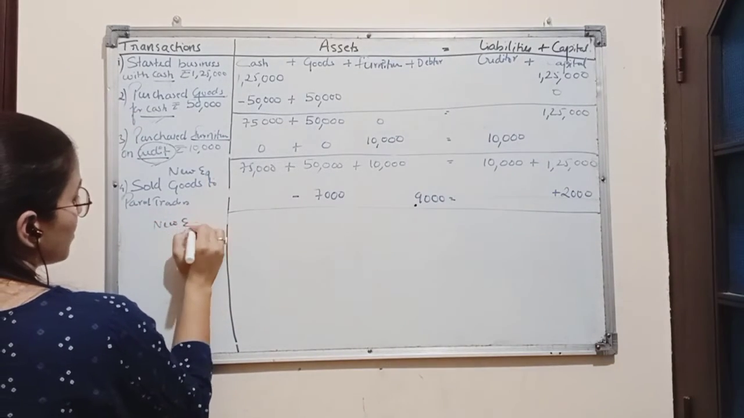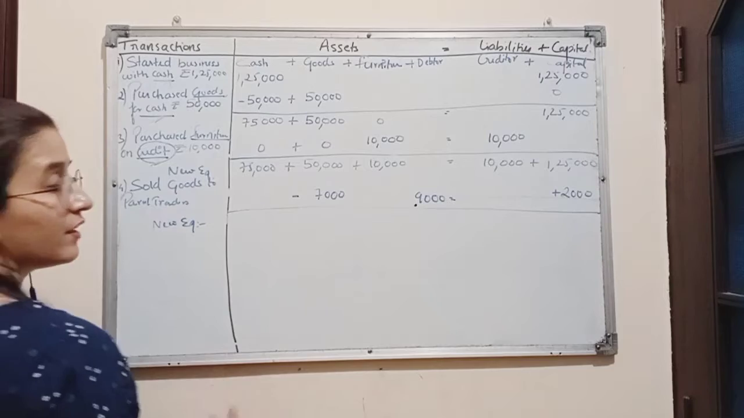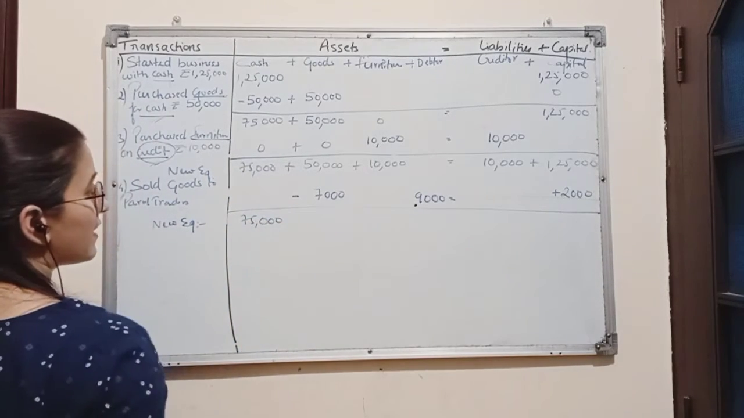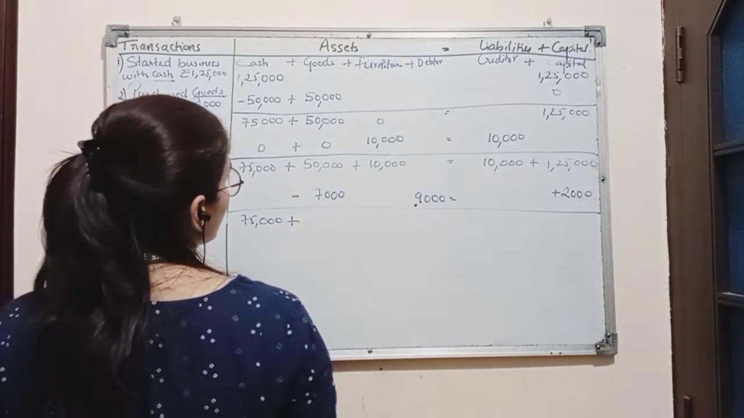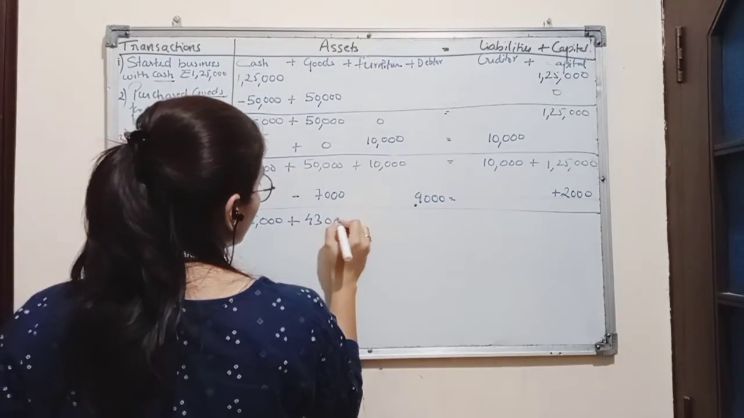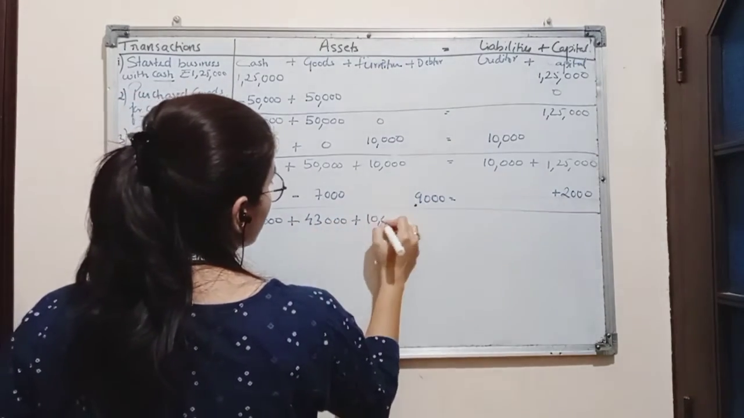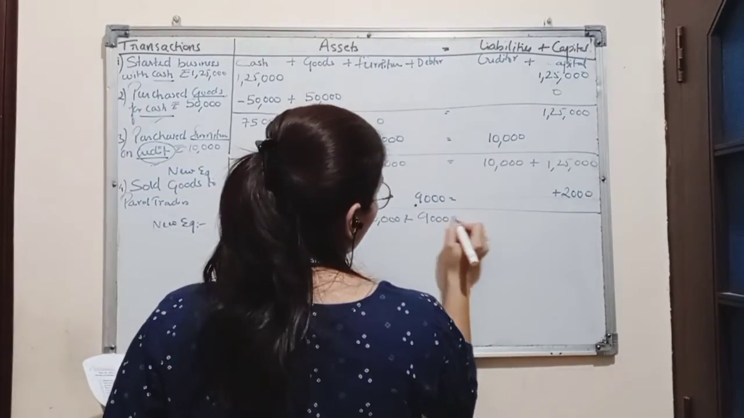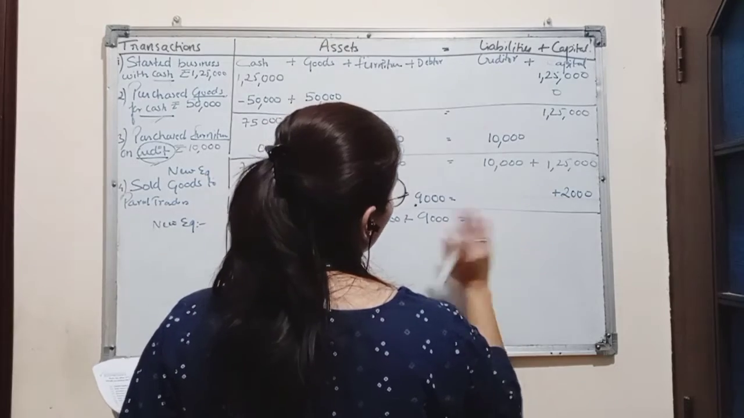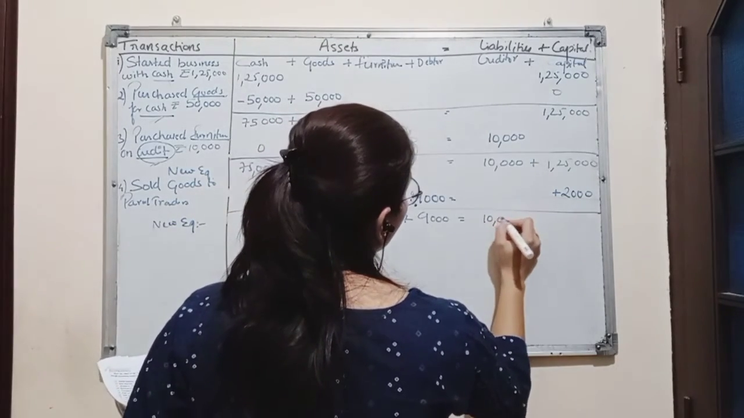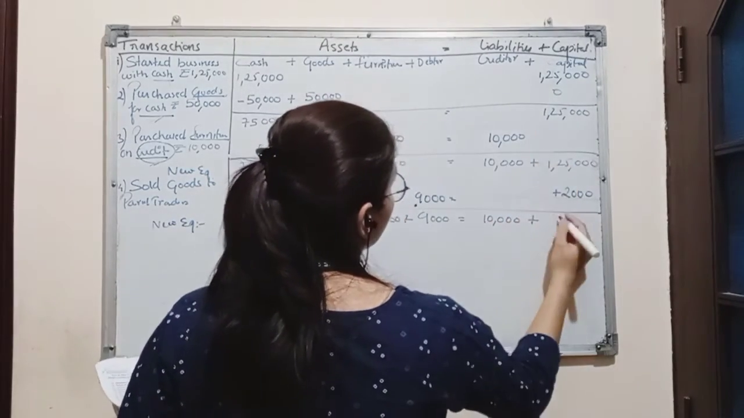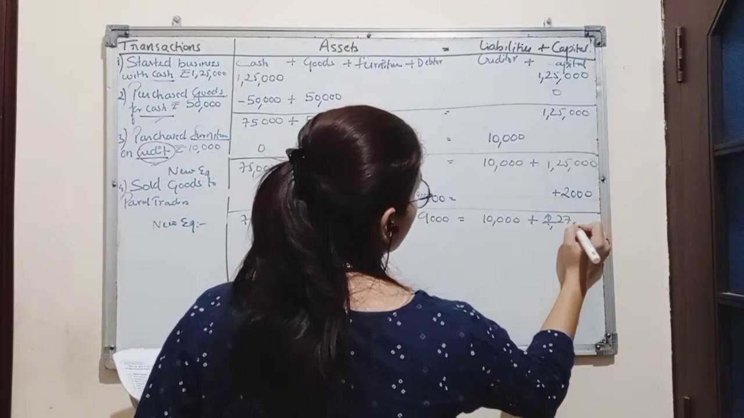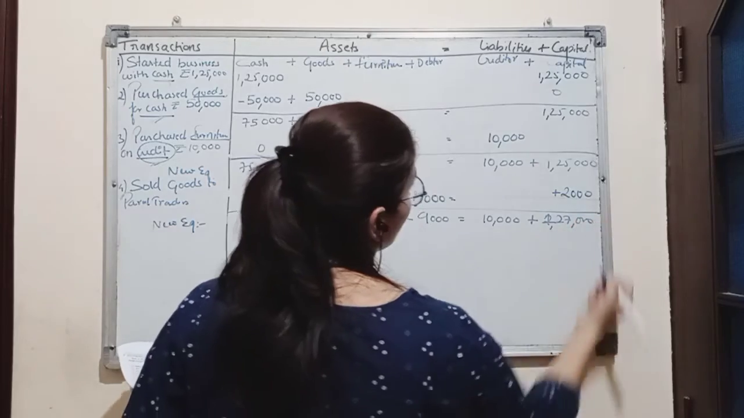So now here by solving these two equations, we will get a new equation where cash amounting to rupees 75,000, goods amounting to rupees 43,000, furniture remains the same 10,000 and debtors amounting to rupees 9,000. And on the liability side, creditors amounting to 10,000 and capital amounting to rupees 1,27,000.